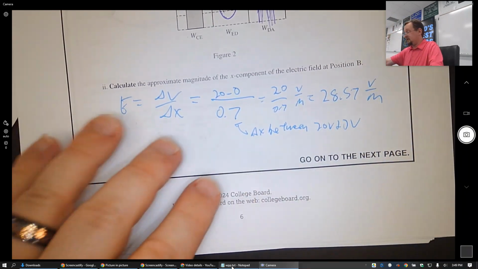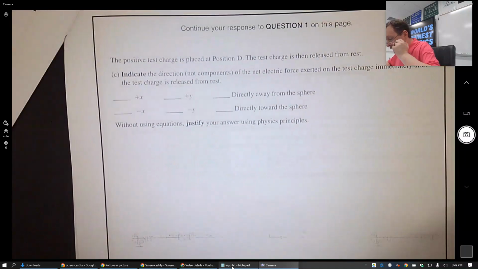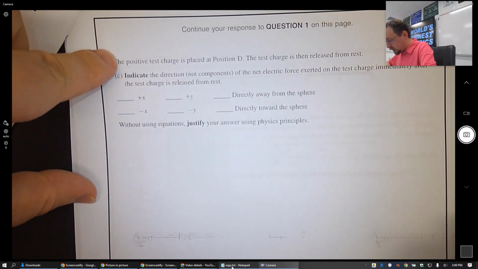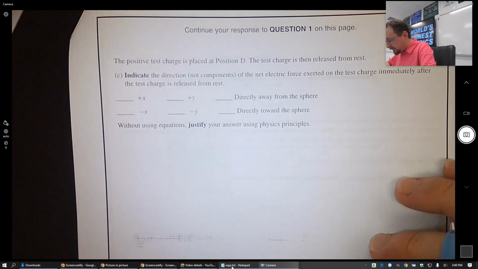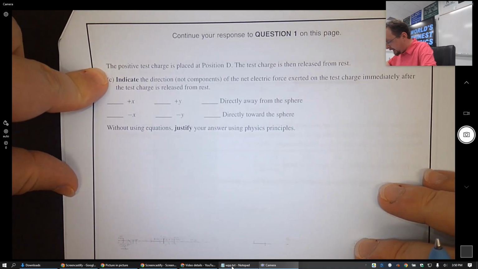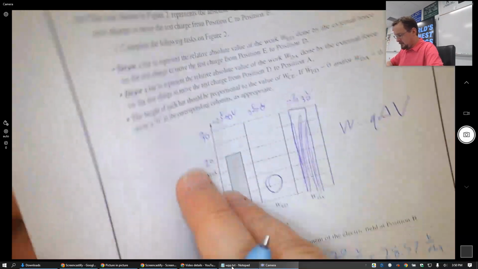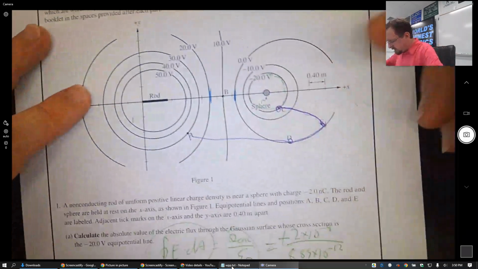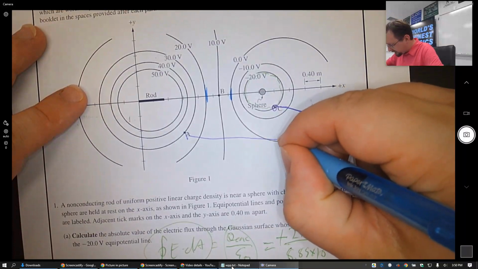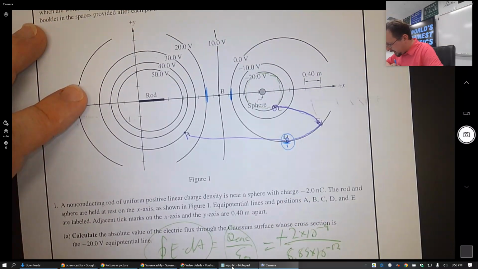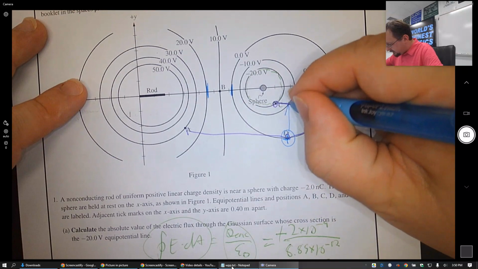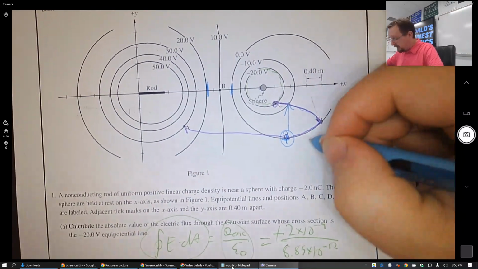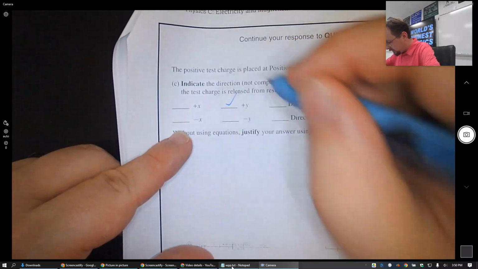Okay, well, whatever. All right, a positive test charge is now placed at position D. The test charge is released from rest. Indicate the direction, not components, of the net electric force exerted on the test charge immediately after release at position D. All right, so at position D, which is here, we're going to put a positive right here. Then the initial direction of the motion is going to be perpendicular and toward a lower potential, which is going to be up. All right, so in the positive y direction.